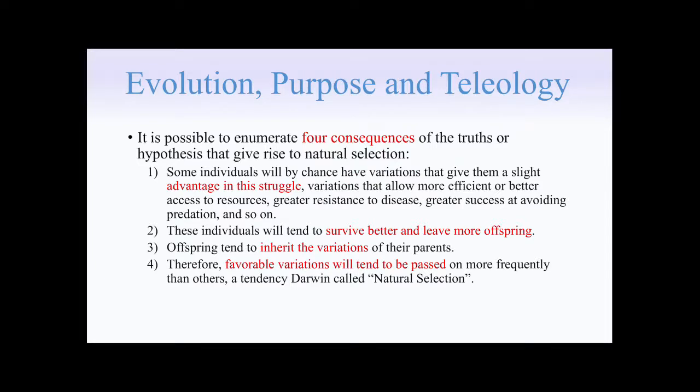It is possible to enumerate four consequences of these truths or hypotheses that give rise to natural selection. First, some individuals will, by chance, have variations that give them a slight advantage in this struggle. Variations that allow more efficient or better access to resources, greater resistance to disease, greater success in avoiding predation, and so on. These individuals will tend to survive better and leave more offspring. Offspring tend to inherit the variations of their parents. Therefore, favorable variations will tend to be passed on more frequently than others, a tendency that we call natural selection.